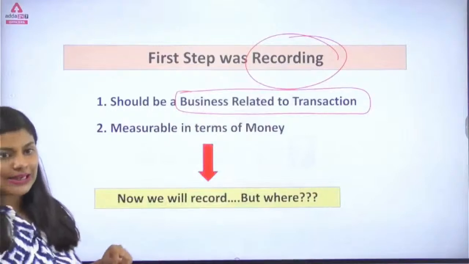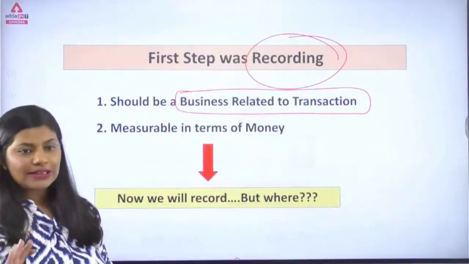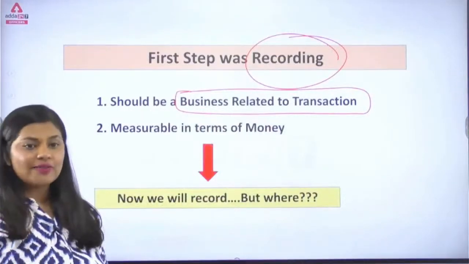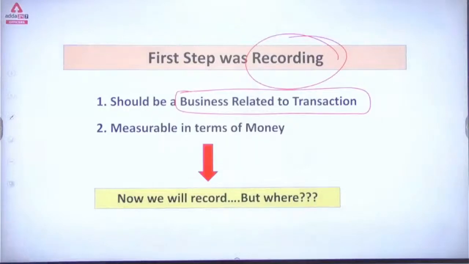So first thing is it should be a business related transaction, correct? And it should be measurable in what? Once it is a business related transaction, you identified it. The second step would be to check. What will be the second step? So the second step would be whether it is measurable in terms of money or not.